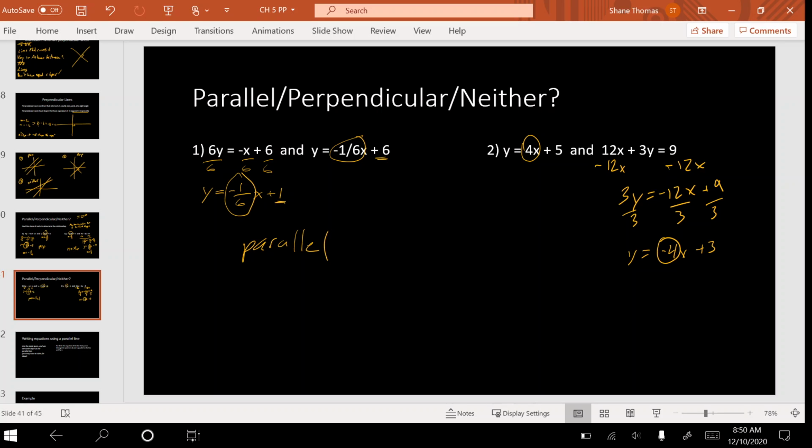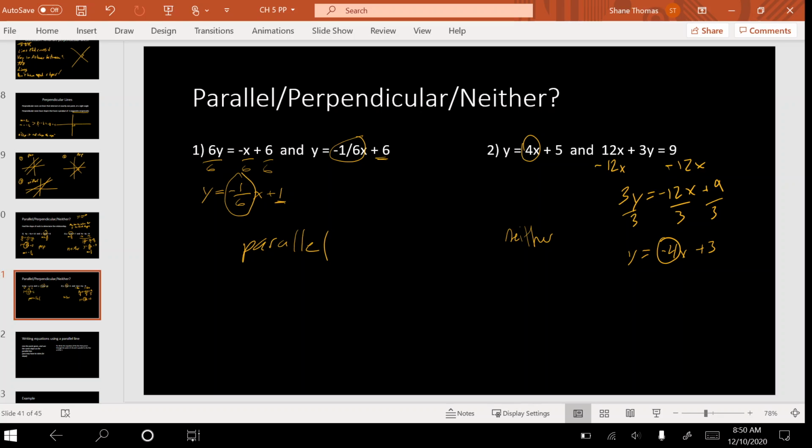What's the slope of this guy? Negative 4. So we got a positive 4 and we got a negative 4. They're not the same, are they? They're not reciprocals. So it would be what? Neither, right? The reciprocal of 4 would be 1/4. Okay, one's positive, one's negative.